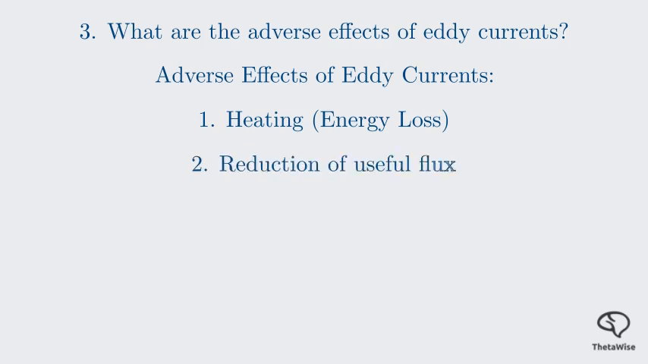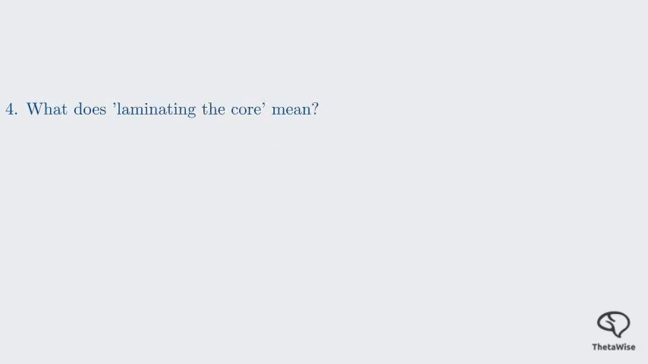The second effect is that these eddy currents produce their own magnetic fields, which, by Lenz's law, oppose the main magnetic flux. This parasitic magnetic field reduces the effective magnetic flux that links the windings, which reduces the transformer's efficiency. Question 4 asks for the meaning of laminating the core. Laminating the core is a technique used to overcome the problem of eddy currents we just discussed.